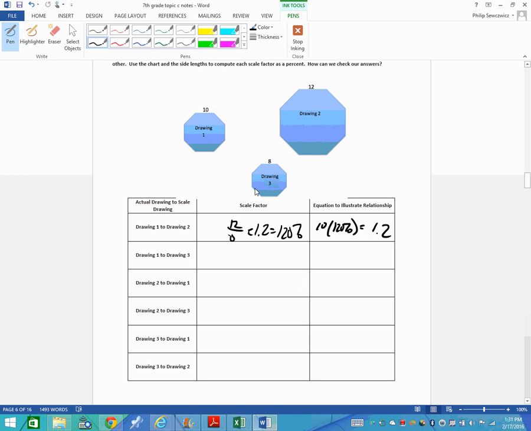Drawing 1 to drawing 3. All right, so again, 10 is the original. That's why it's in the denominator, and 8. So there's your 8/10, which is 80%. And the whole idea is that if you take 80% of the original amount, all right, you get 8/10, and excuse me, you don't get 8/10, you get 8.